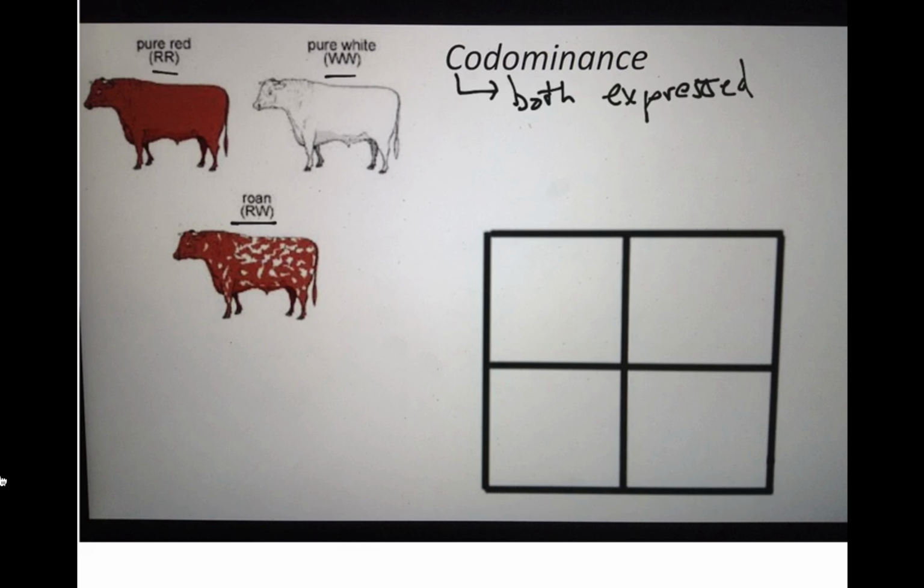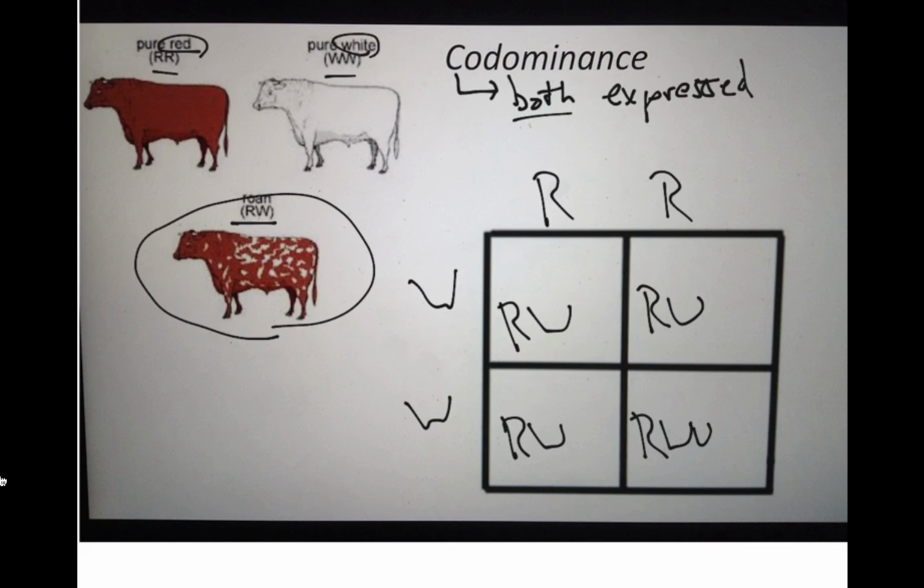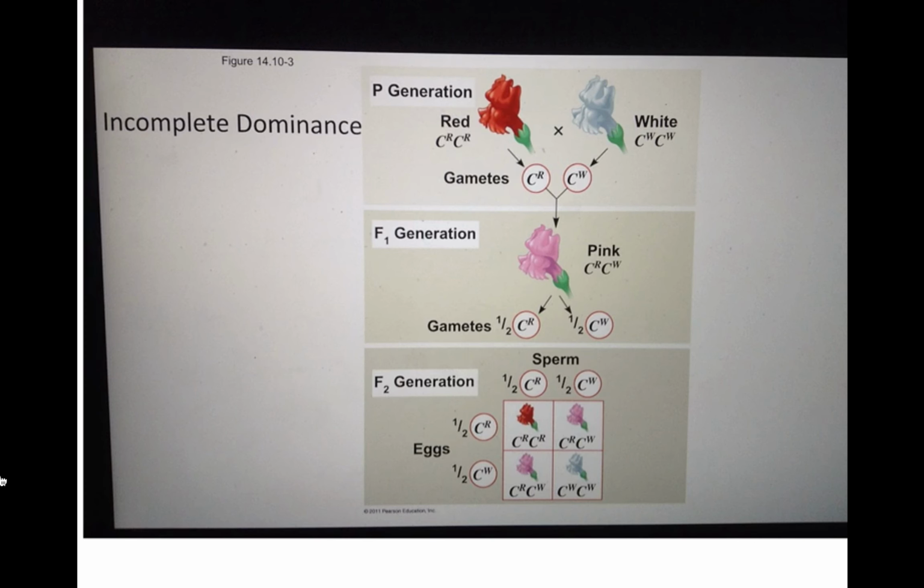So let's breed these red and white cows. So we have a red one, which has two R's, and a white one, which has two W's. You end up in your squares with RW, RW, RW, RW, and they get this speckled red and white appearance. And it's called codominance because you see both the red and the white trait in the offspring. Both dominant traits are prevalent.